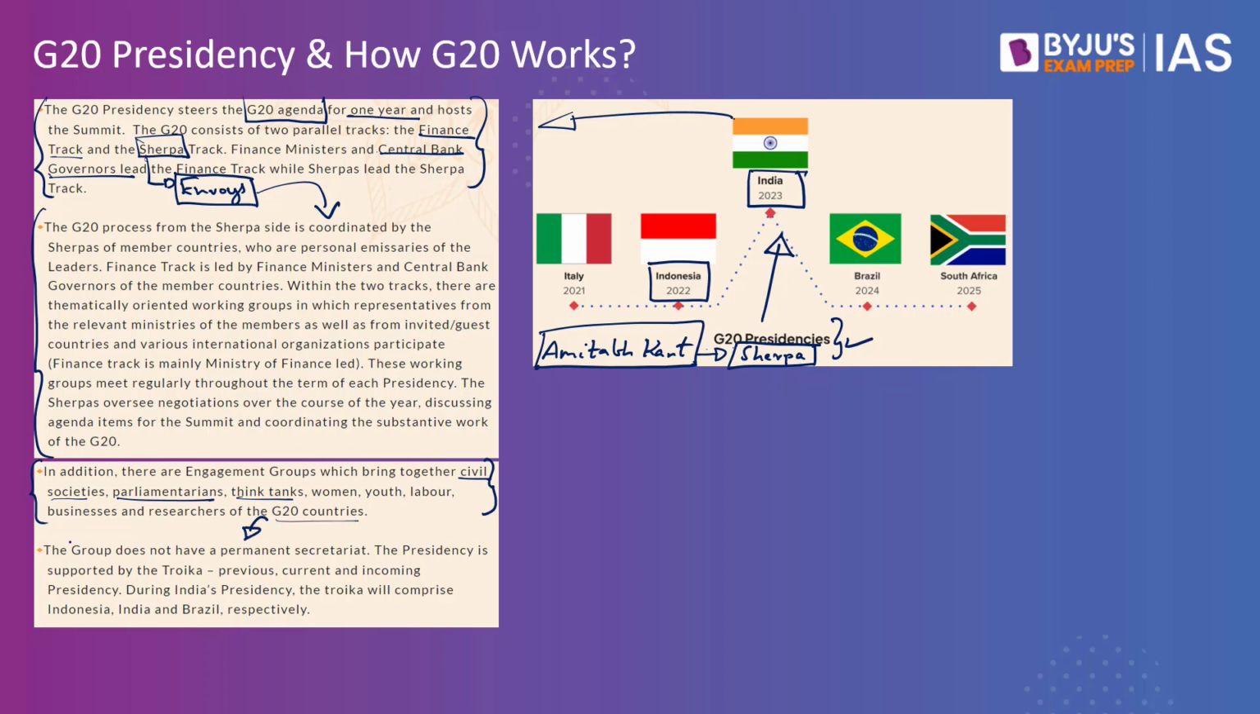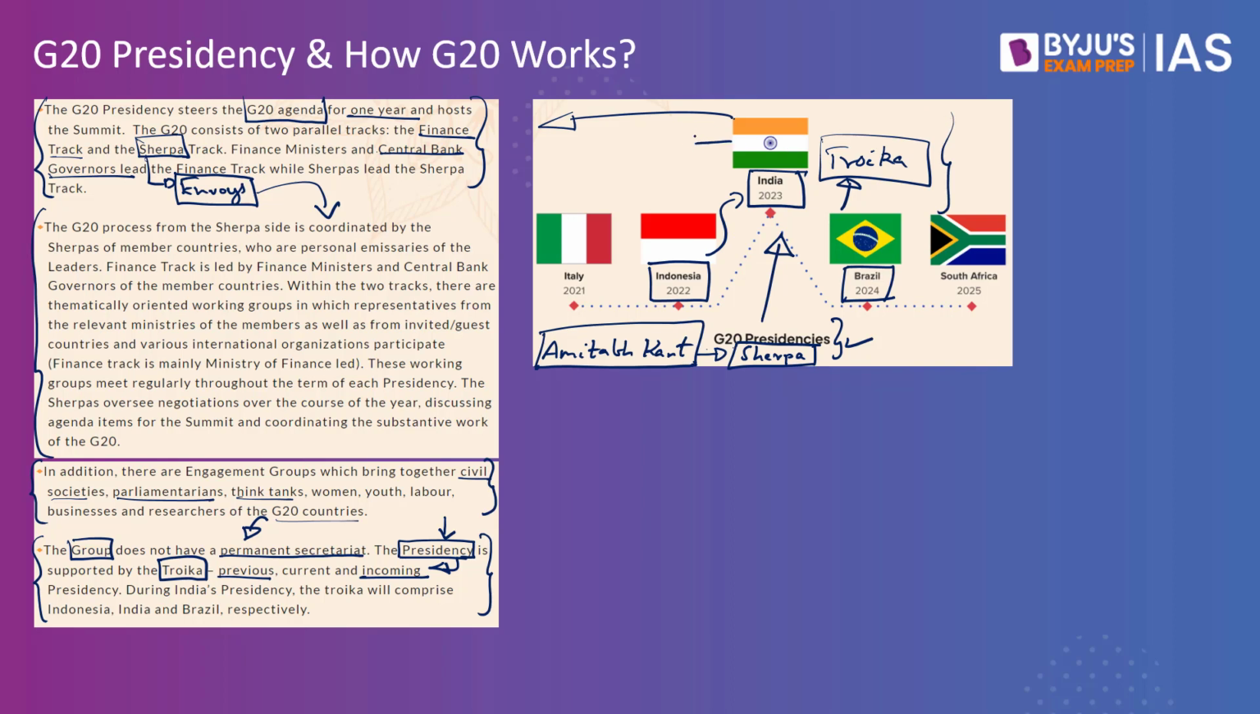And it's very important to note that G20 does not have a permanent secretariat. The agenda for every year is set not just by the country holding the presidency of G20, but by the troika that includes the current presidency along with the previous and upcoming presidencies. So in the case of India, the troika would comprise India, Indonesia, the former presidency, and Brazil, the upcoming presidency. So together, these three countries, which would be part of the G20 troika, led by India, would set the agenda for G20 for 2023.